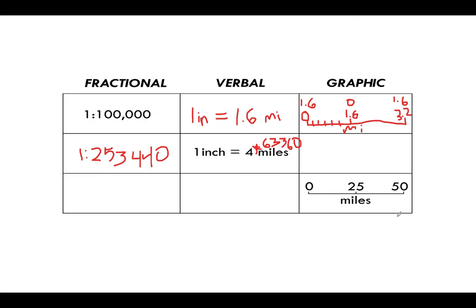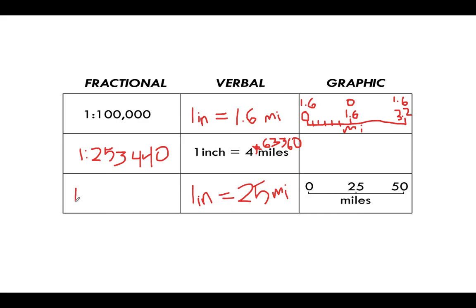All right, for this one, we'll have the graphic. Verbal should be easy, again assuming this is 1 inch right here. We know it's 1 inch equals what? 25 miles. Oh, I'm going to have carpal tunnel. Yes, beautiful. So 1 inch equals 25 miles.